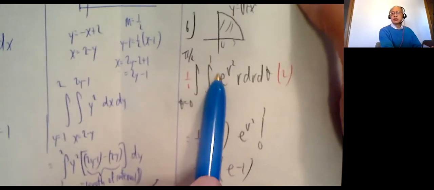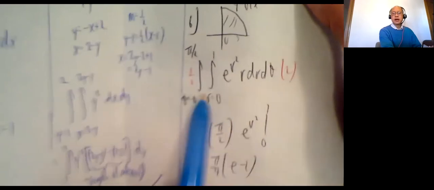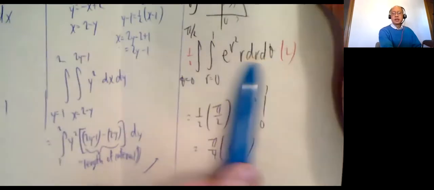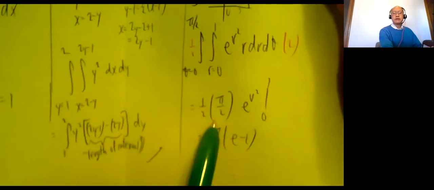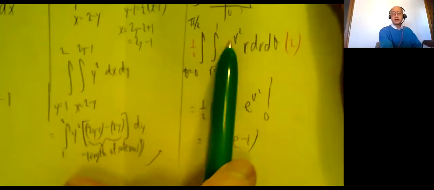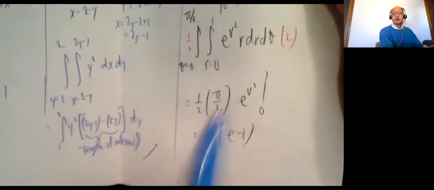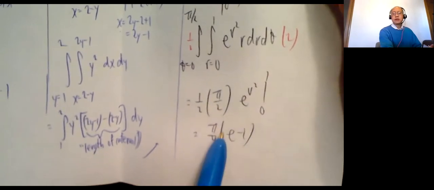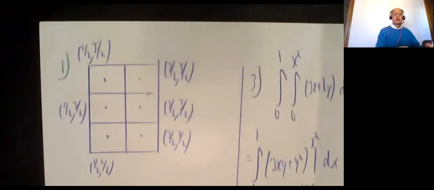If I do a u substitution, u equals r squared, the derivative is 2r, so I need a 2 here and a half here. This expression does not depend on theta, so take out the theta interval, which is pi over 2, and there's a half outside. So I'm integrating e to the u, which is e to the r squared, from 0 to 1. Pi over 4, plug in 1, e to the 1, plug in 0, 1. So pi over 4 times (e minus 1). And that's it for this.